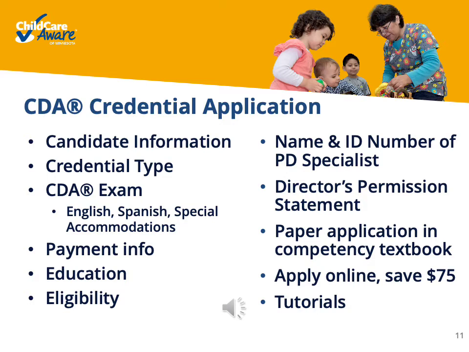On this slide, you'll see the different sections of the credential application. You'll need to fill in your basic information, the credential type you're applying for, any language specialization, the language you'd like to take your exam in, payment info, education and eligibility requirements, as well as the name and ID number of the PD specialist who has agreed to complete your verification visit. The Director's Permission section requires a signature giving permission for the verification visit to be conducted at your program. There are webinar tutorials available on the Council website with instructions on how to create an account and how to submit your application.